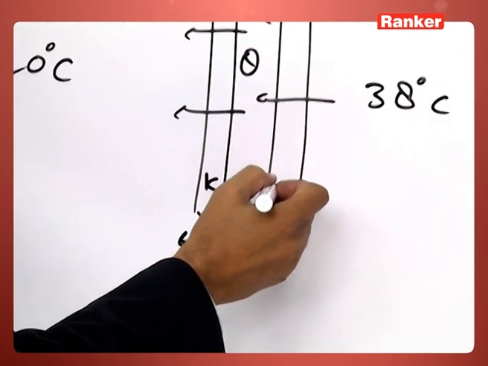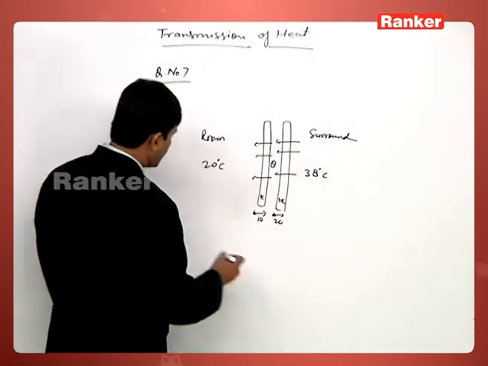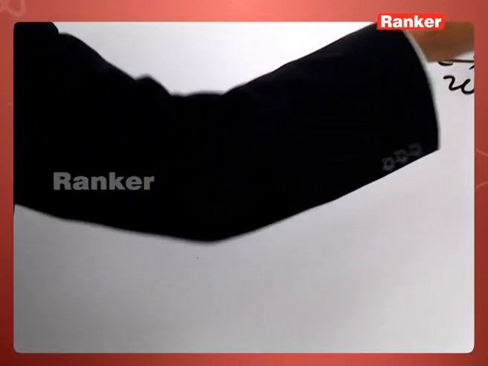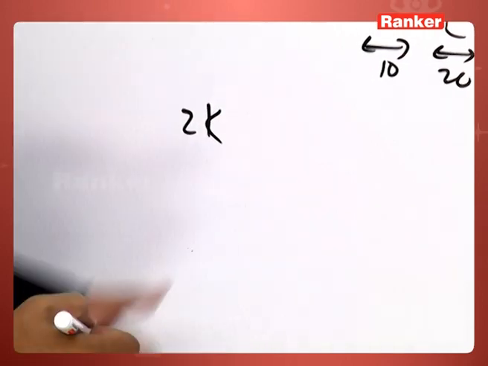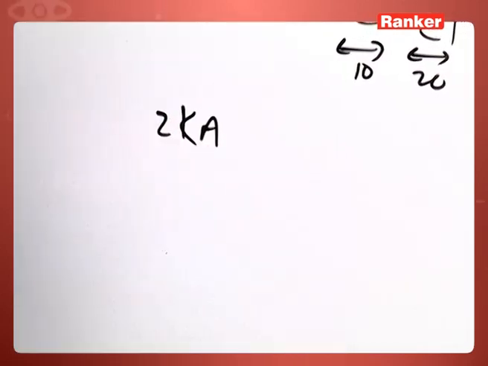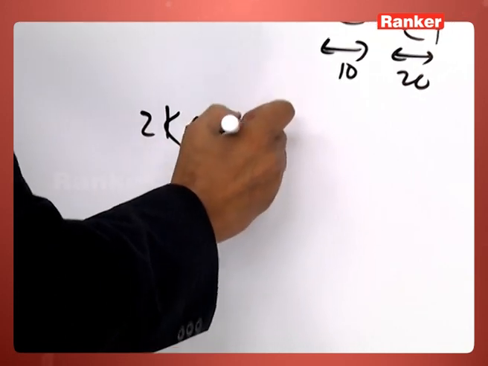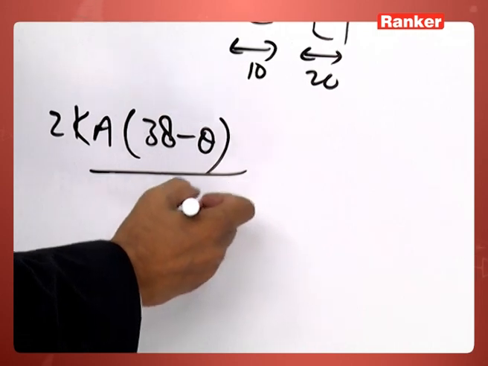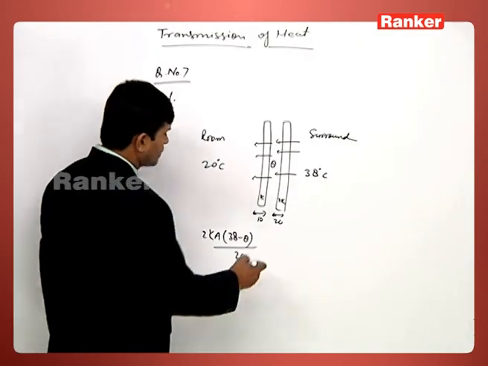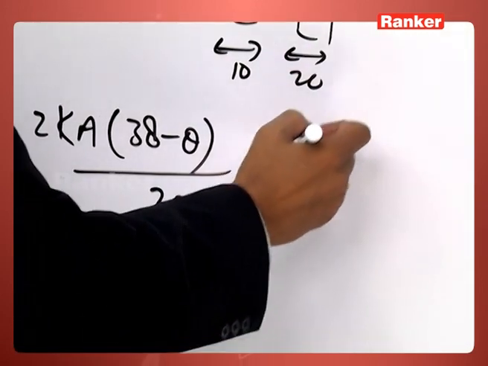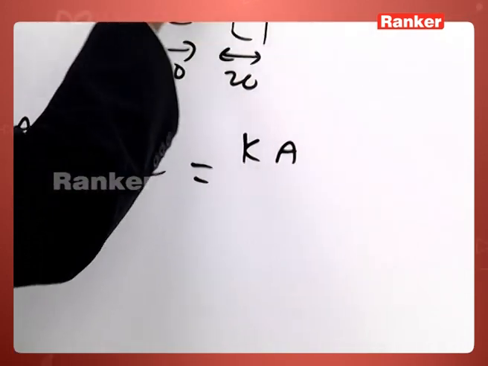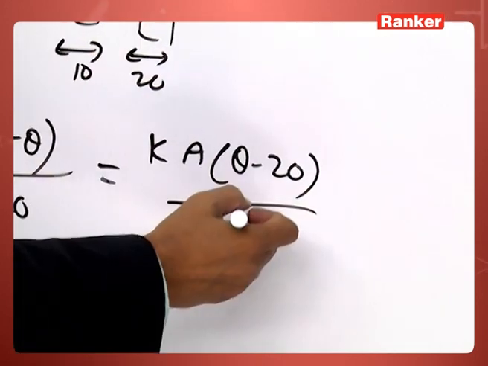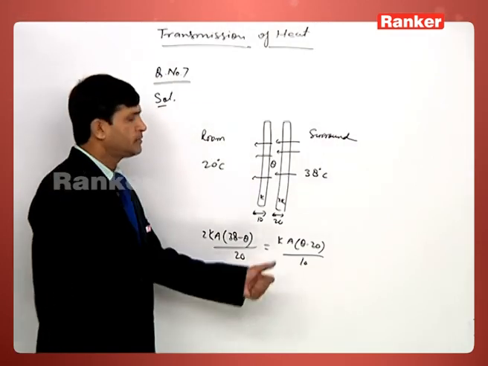Thermal conductivity is given as K and 2K. The rate of flow of heat: K and 2K, area is the same. 2K A (38 minus theta) by distance 20 is equal to K A (theta minus 20) by thickness 10. Then we will get the value of theta.